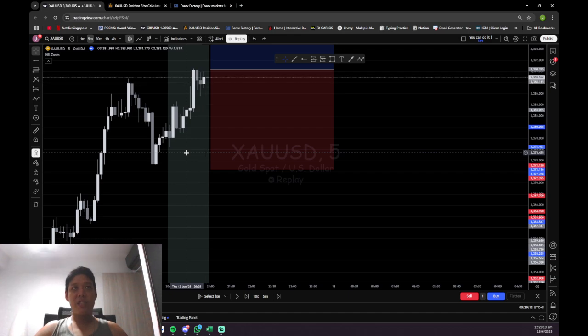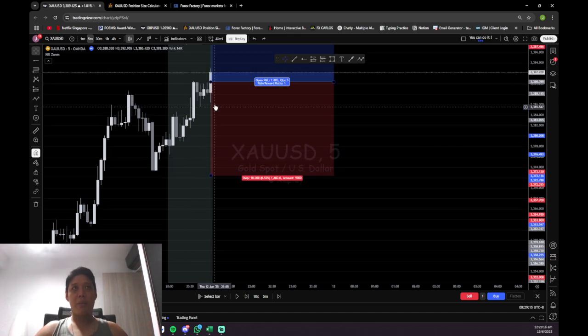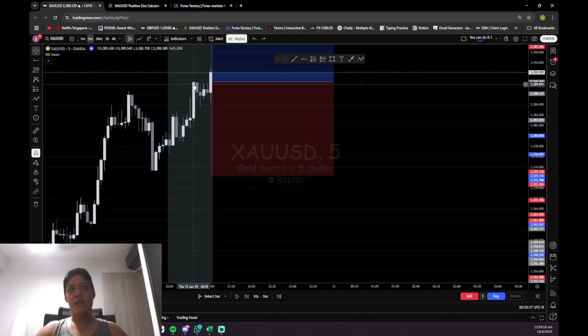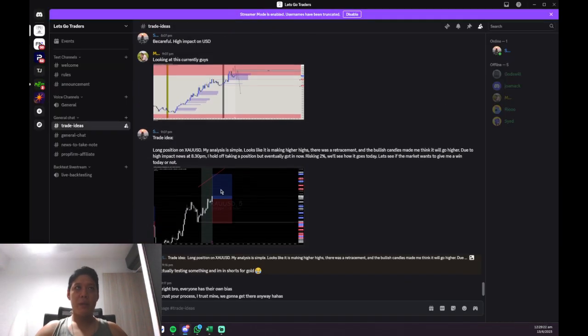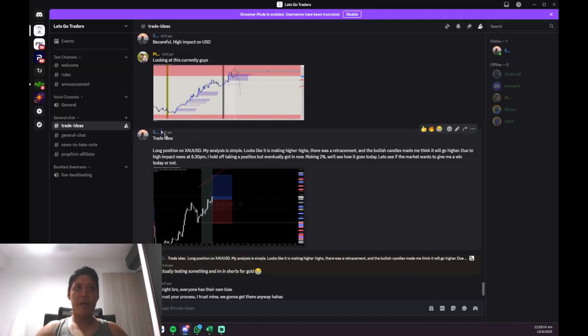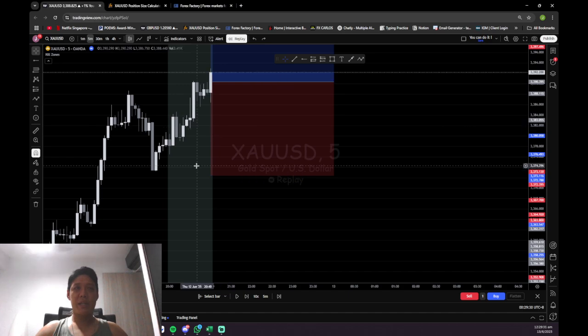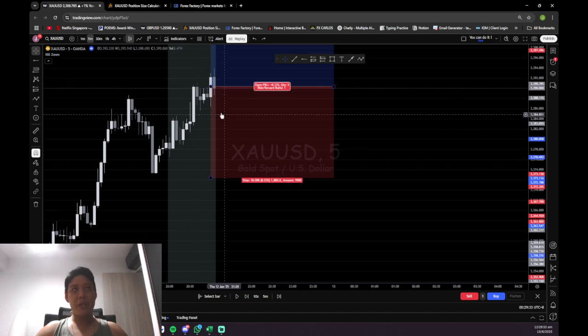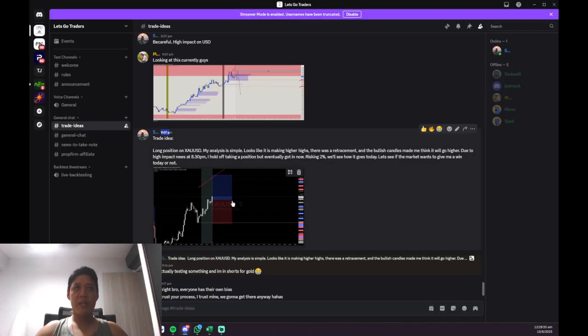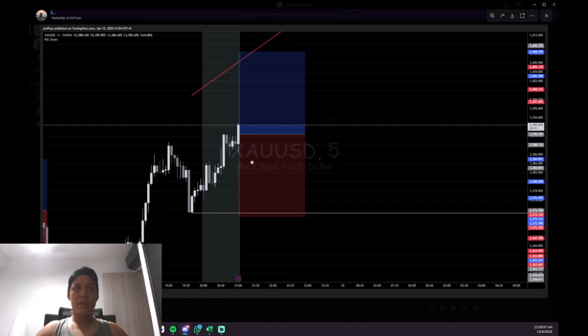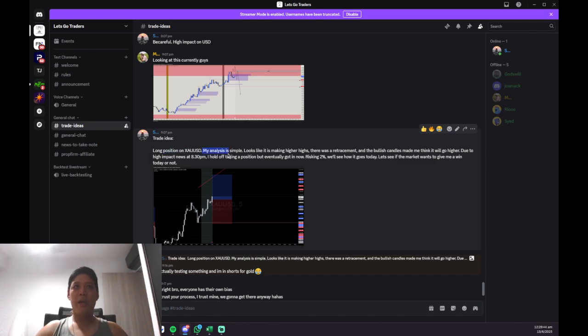Then it retraced back. At that point in time, I thought that okay, maybe I should take this position. So if you check out the Discord, on the Discord, I put a trade idea at 9:07. So what time was this? This is about 9:07, about here. The next candle. I posted the trade idea here, saying that okay, this is how it looks. Yeah, it was exactly this candle, and I mentioned a long position on gold.